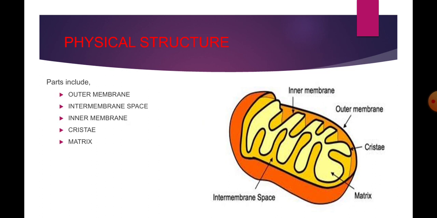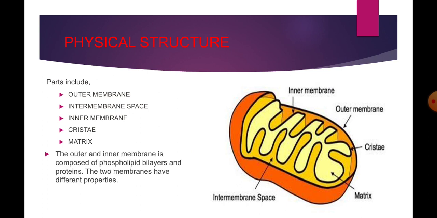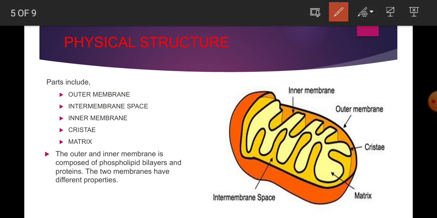Physical structure of mitochondria. The parts of the physical structure include two membranes, an outer membrane and an inner membrane. Outer membrane, this is the inner membrane, but inner membranes are folded and these folded regions are called cristae.